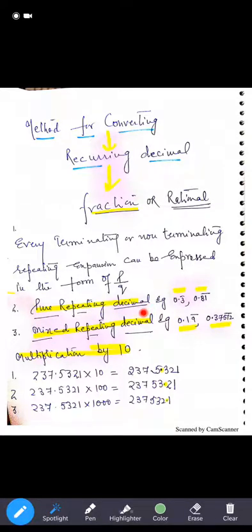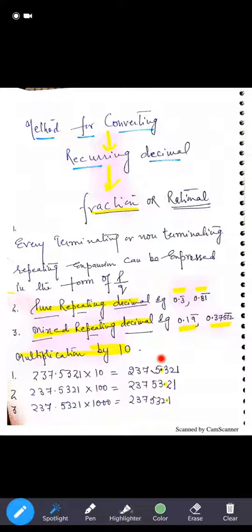Now in the next example, 0.19 bar. Here the bar is only on the 9, not on the 1. So here 1 is non-repeating and 9 is repeating. These types of decimals are called mixed repeating decimals.